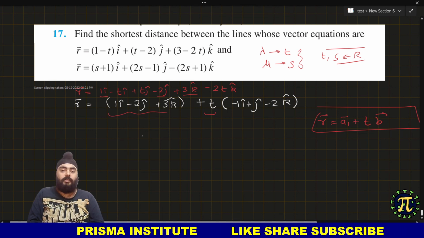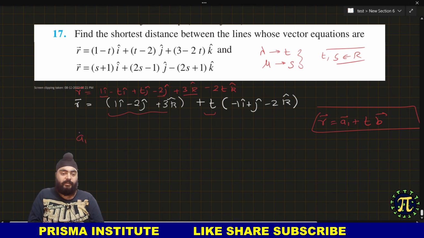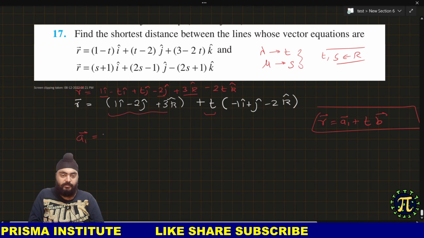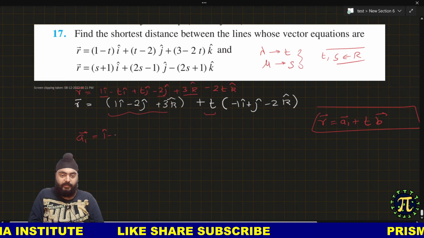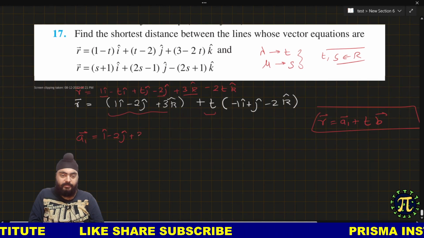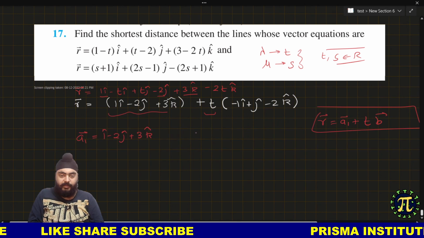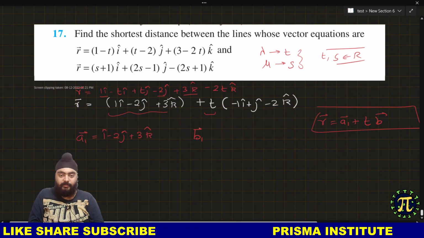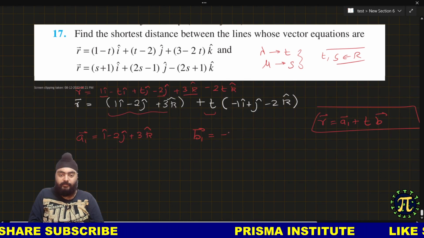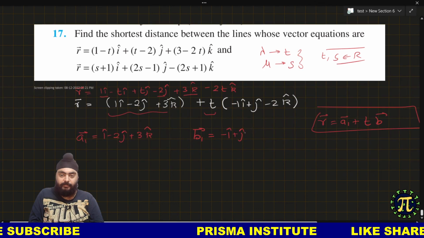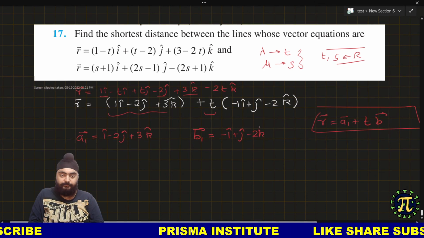And now what can we note down: a1 vector which is i cap minus 2 j cap plus 3 k cap, and we can also note down b1 vector which is the vector parallel to line 1, which is minus i cap plus j cap minus 2 k cap.